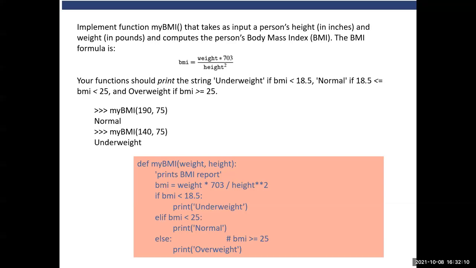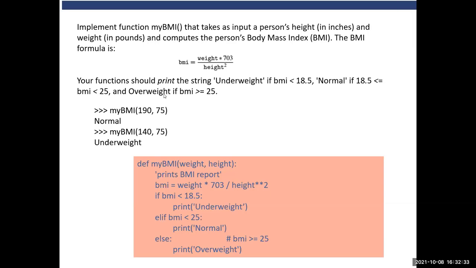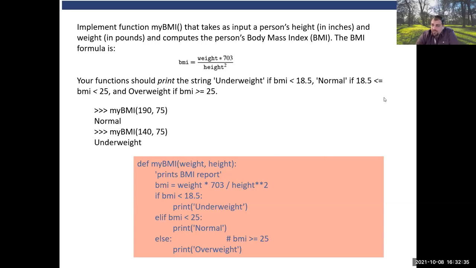The formula might be slightly different, but we can follow the same formula. We need to Google how to convert the weight from pounds to kilograms, and how to convert the height from inches to meters. And accordingly, we need to redefine the BMI.